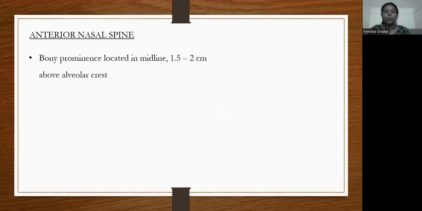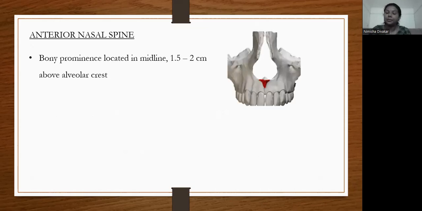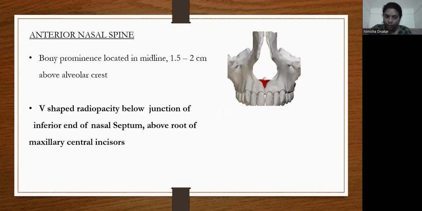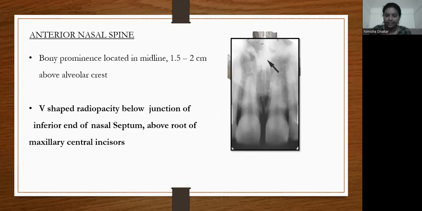Next one is the anterior nasal spine. The anterior nasal spine is a bony prominence located in the midline, 1.5 to 2 mm above the alveolar crest. So this red marked area is the anatomic location of the anterior nasal spine. In a radiograph, it appears as a V-shaped radio-opacity below the junction of the inferior nasal septum and above the roots of the maxillary central incisors. So, in a radiograph, the anterior nasal spine is seen from the start of the nasal septum, above the root apices of the maxillary central incisors in the midline.